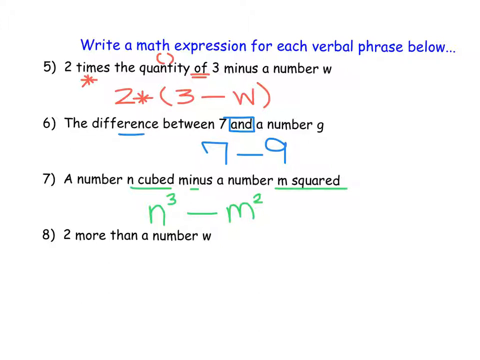Then this last one says 2 more than a number w. So remember, more than means we're adding. And this one is a little bit different to think about because we're saying we have w and we have now 2 more than w. So what we're going to do is take w and have 2 more than w, which is w plus 2.